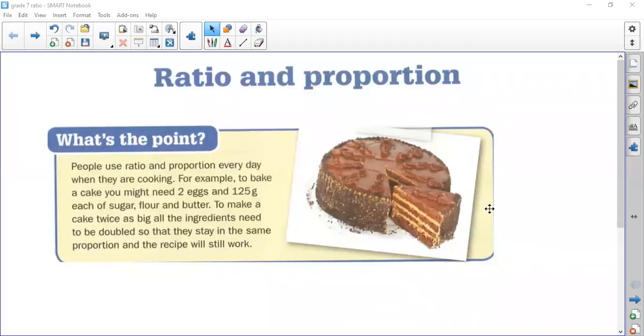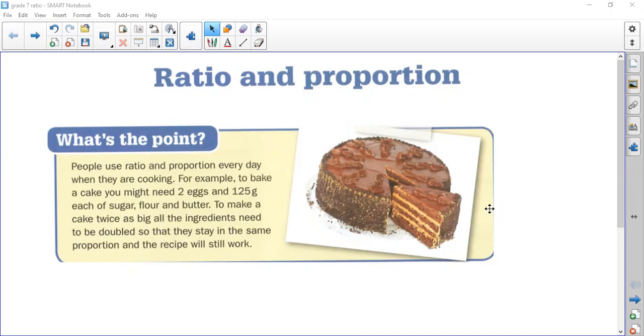Hello everyone. Today we are going to start the new chapter, which is ratio and proportion. You must know that these two concepts are used mostly in our daily life. We can give a simple example, the one that is given in your book.